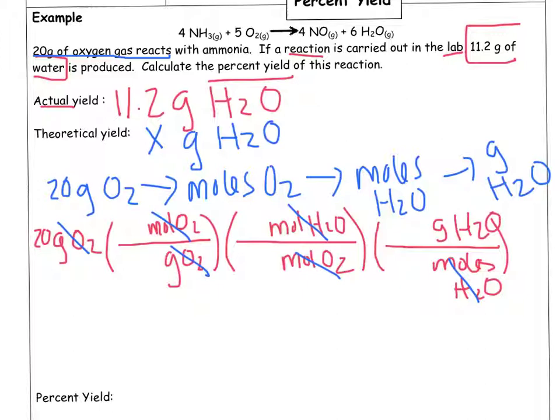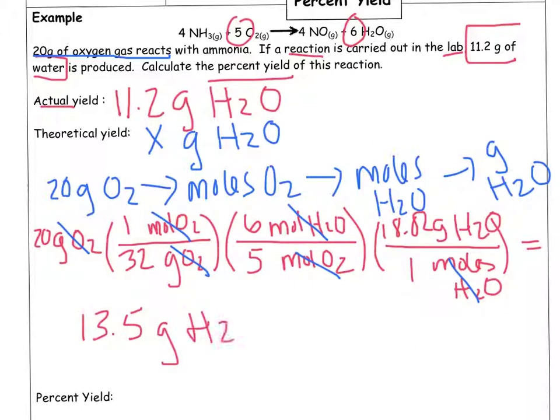So grams to moles is always molar mass. It's always 1 mole per 16, and 16 is 32. The mole to mole ratio is 6 to 5, right? 6 to 5. Yep, I lined those up correctly. And then grams to moles, we're back to molar mass. 1 mole, and then, of course, I have the molar mass of water memorized. 2 H's, 1 O is 18.02. Okay, so I go ahead and put that in my calculator and I find the answer. And I get 13.5 grams of H2O. So that's what I should have gotten.